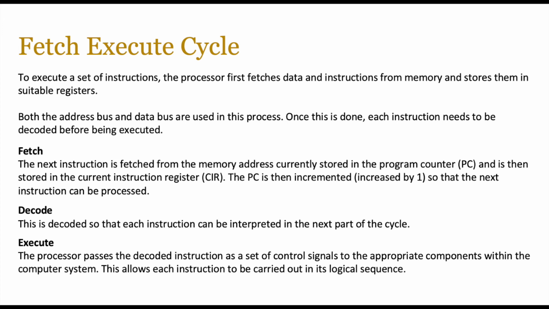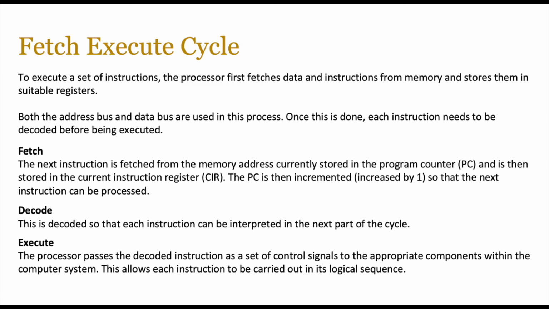Now let's move on to the fetch execute cycle. To execute a set of instructions, the processor first fetches data and instructions from memory and stores them in suitable registers. Both the address bus and the data bus are used in this particular process. Once this is done, each instruction needs to be decoded before being executed. In the fetch stage, the next instruction is fetched from the memory address currently stored in the program counter and is then stored in the current instruction register. The PC is then incremented so that the next instruction can be processed.